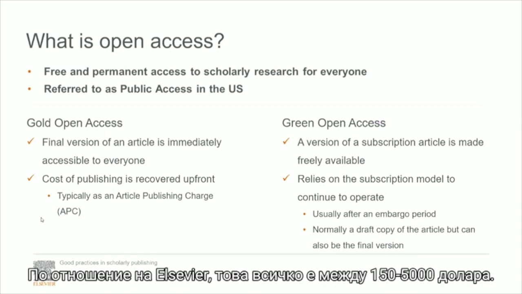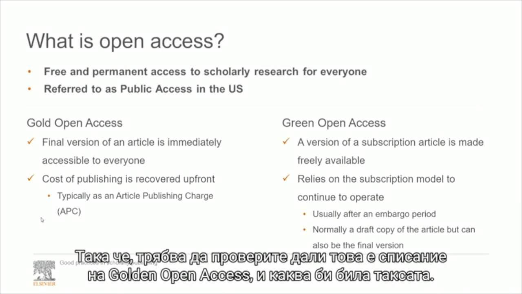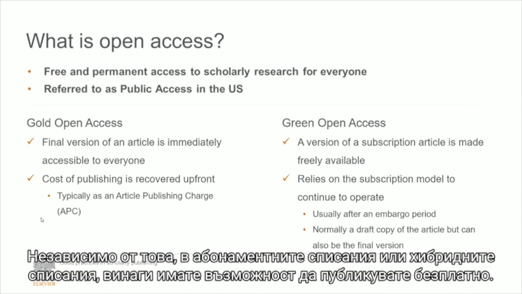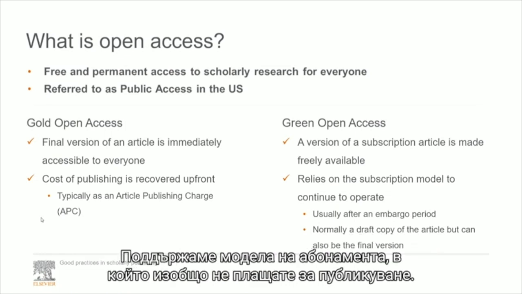In terms of Elsevier, this is anything between $150 and $5,000. It depends on the journal and on the discipline as well. So you should simply check, if this is a gold open access journal, what the fee would be. Nevertheless, in subscription journals or hybrid journals, you always have the option to publish for free. And that's something I was surprised to learn, that some people still think that publishing with Elsevier costs. It doesn't cost. There is the subscription model in which you don't pay at all for publishing.